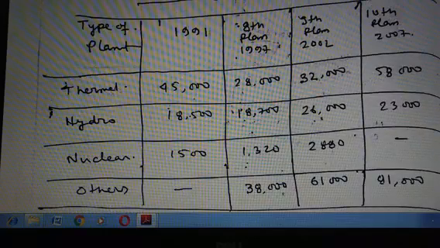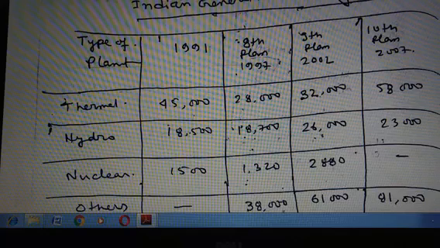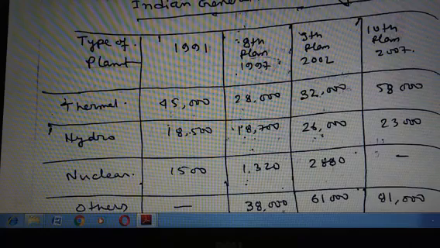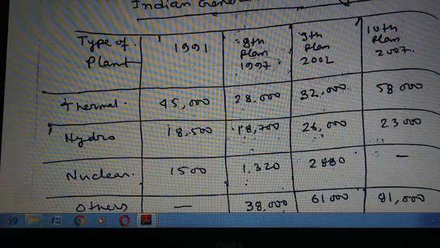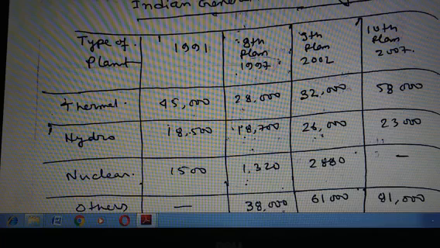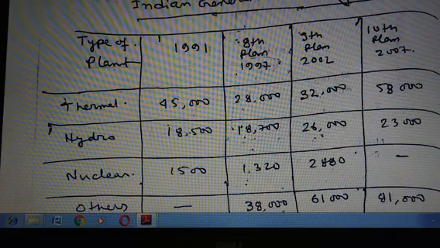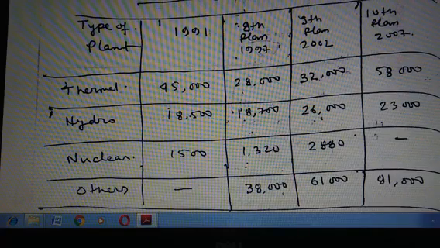In case of thermal energy, the unit is denoted by megawatt. In 1991 the total generation was 45,000 megawatt. In 1997 from thermal energy the total generated power is 28,000 megawatt. In 2002 the total generated power by thermal energy is 33,000 megawatt, and in 2007 it is 58,000 megawatt, and in recent times the wattage is very high compared to this data.